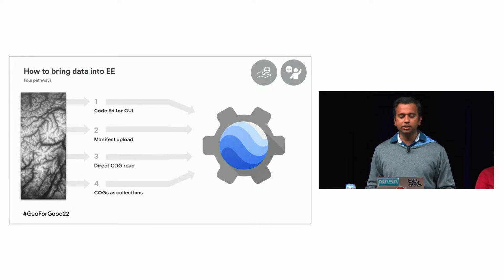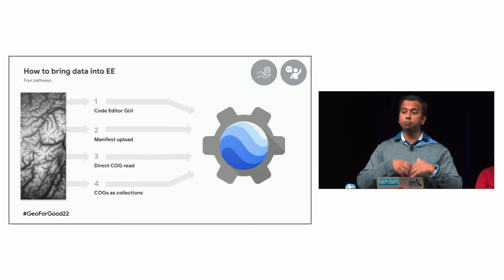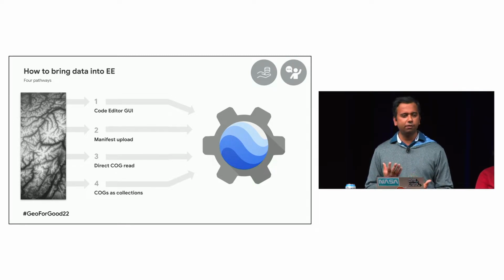And last but not least, I'm going to talk about COGs as collections, where imagine you have multiple of these COG files, multiple of these Cloud Optimized GeoTIFFs. What if you want to register them? And what are the benefits, pros and cons, those kinds of things? So over the next few slides, we're going to go over the pros and cons, and then I'm going to switch over to actually live demoing how you can bring in different data sets using these 4 mechanisms.